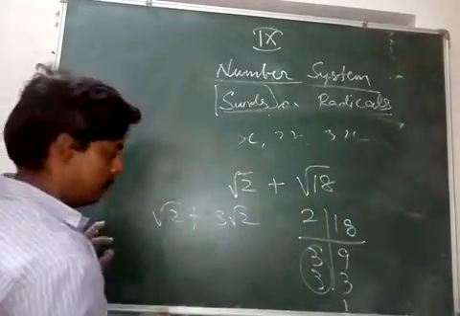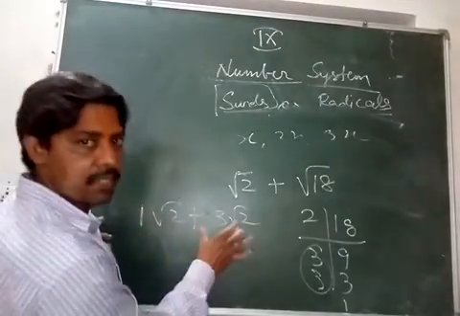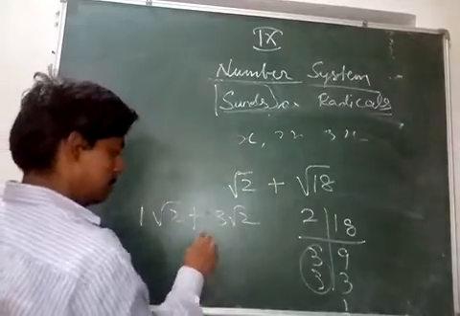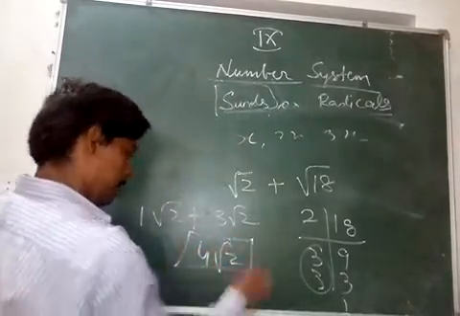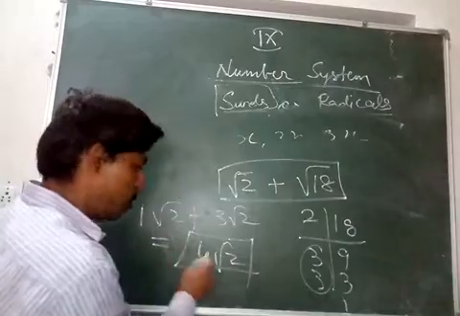So root 2 plus 3 root 2. This 1 root 2, 3 root 2. It's just like x plus 3x. x plus 3x is 4x. Therefore, this is 4 root 2. So the answer for this question, root 2 plus root 18 is 4 root 2.